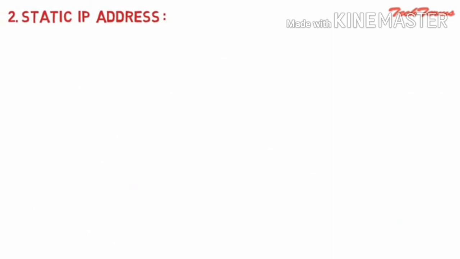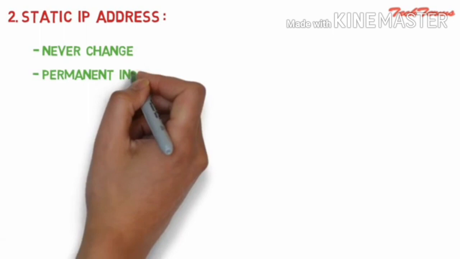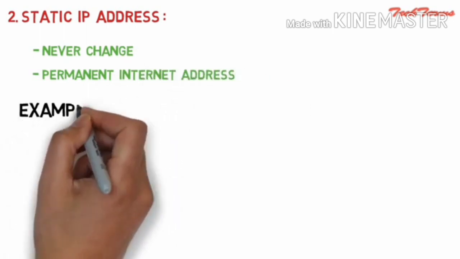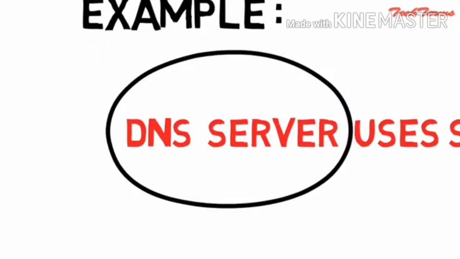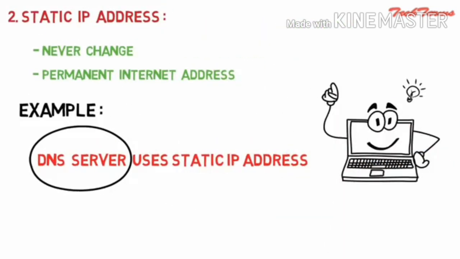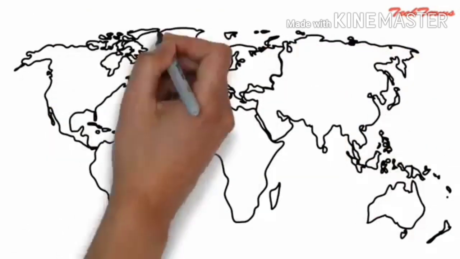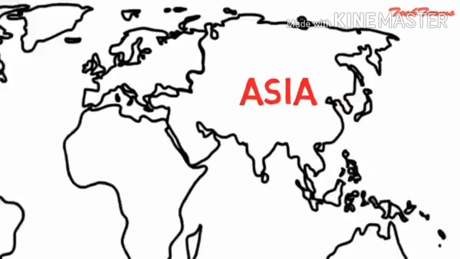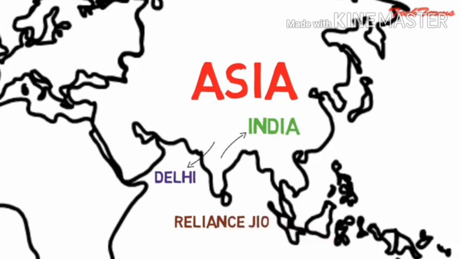Now, static IP addresses. Static IP addresses never change. They serve as permanent internet address. Static IP addresses are used by DNS servers. What are DNS servers? Actually, these are computers that help you to open a website in your computer. Static IP addresses provide information such as device is located in which continent, which country, which city, and which internet service provider provides internet connection to that device.